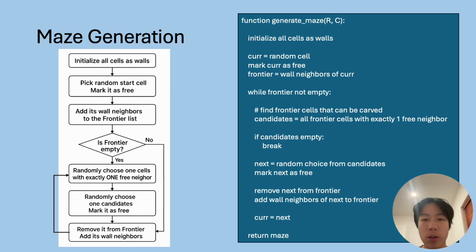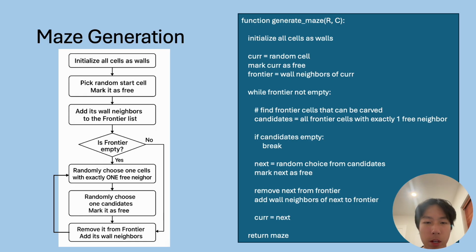Okay, now let's take a look at the maze generation. On the left is a block diagram, and on the right is the pseudocode of what I have in my program. The first step is to create an R by C maze in which all the cells are walls, and then we randomly pick one of the cells and set it as a non-wall cell. So this becomes the starting point of the whole maze.